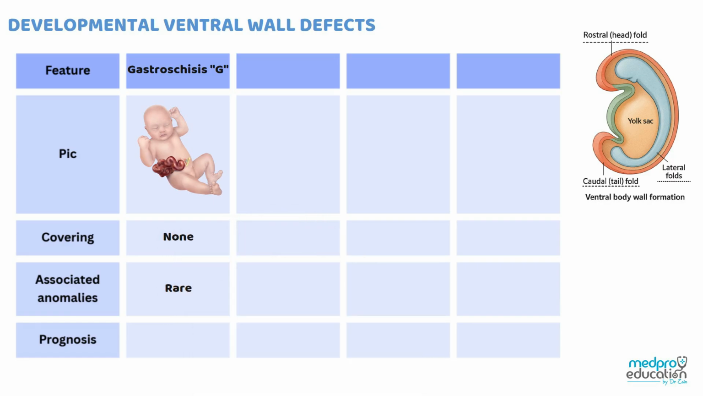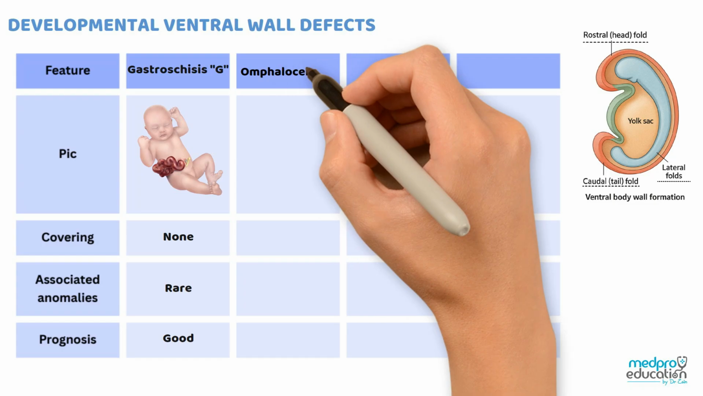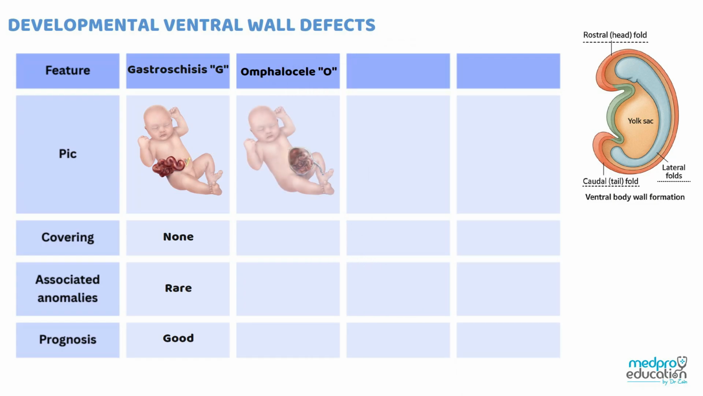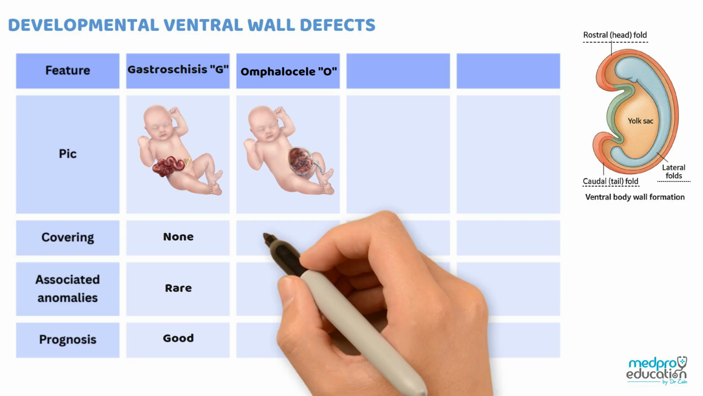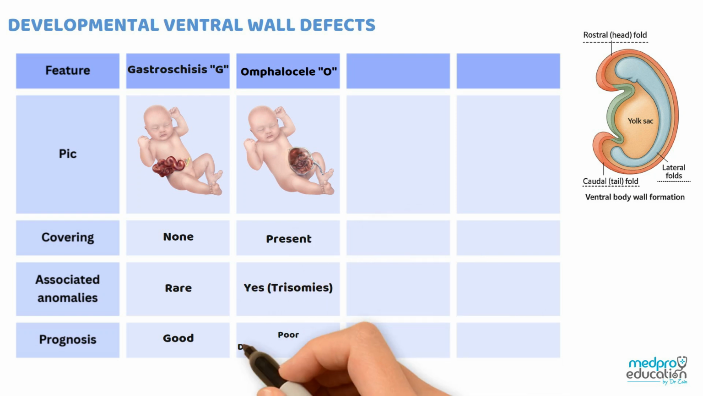The intestines are exposed directly to the amniotic fluid, leading to inflammation and damage. Omphalocele, a central abdominal wall defect where the intestines and sometimes liver herniate through the umbilical ring. These organs are covered by peritoneum and amnion, forming a visible sac. Both present as visible herniation at birth, but they differ in location, covering, and clinical implications.